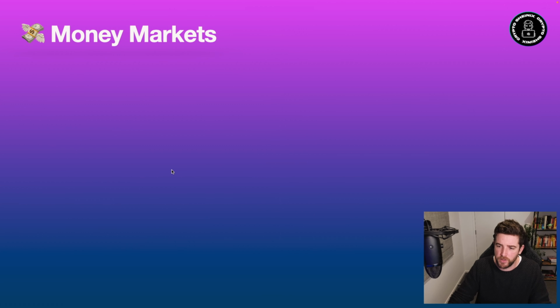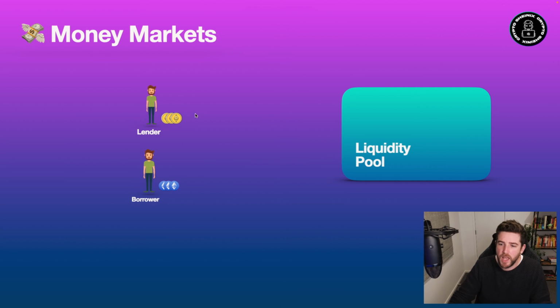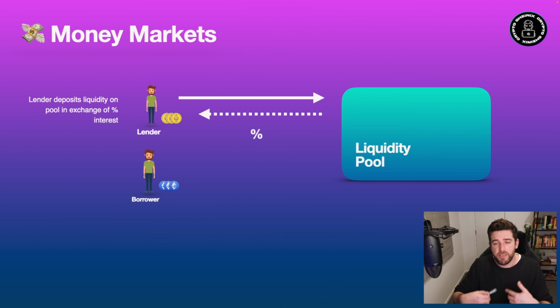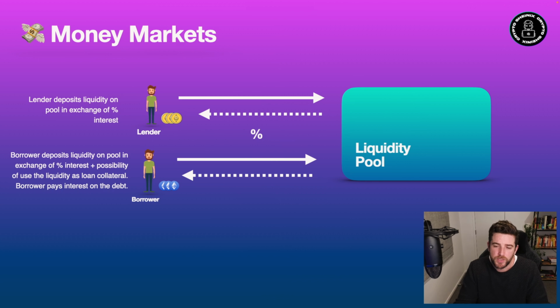So this is how it works with an example. You have the liquidity pool again, where there's some money, and you have a lender and a borrower that could be the same person. But let's say we are in the role of the lender. A lender can deposit liquidity on the pool in exchange for an interest rate. So the smart contract, the DeFi protocol, pays you interest for putting some money there, right? Then the borrower, which generally is kind of the same, because you can be a lender without a borrower, of course, but generally speaking, what most people do is they deposit collateral as a lender and they borrow against that collateral. So the borrower deposits liquidity on the pool in exchange for an interest percentage, as the lender, and also the possibility of using the liquidity as loan collateral.